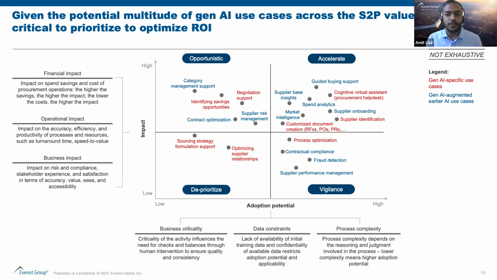But having a customized document creation is something which can be one of the pilot use cases for any procurement organization that is trying to have a foray in the Gen AI space. Then an activity like negotiation support, which we have currently put in the opportunistic bucket. The reason we have it there is that although we foresee a lot of impact being created by Gen AI for this activity, the adoption potential is a bit low given the complexity of the process, right?